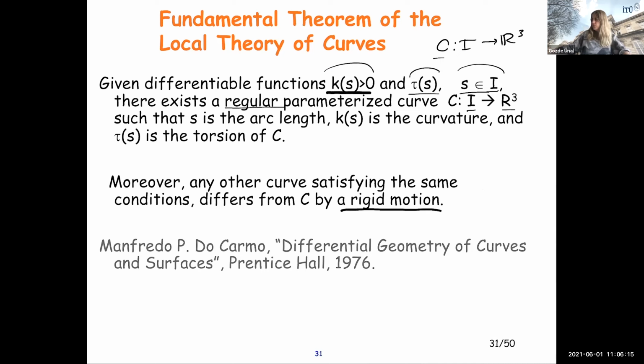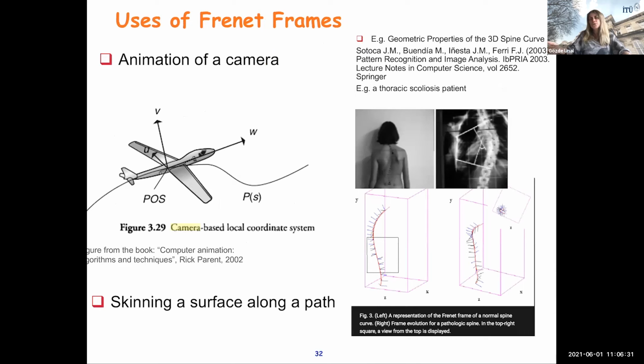So what are some uses? The important thing is, if I'm given kappa and torsion, I know the Frenet frame, right? I should have the Frenet frame. So, uses of the Frenet frame: I can get the corresponding Frenet frames from the curvature and torsion. I remember I tried to find in the past some work that uses Frenet frames.